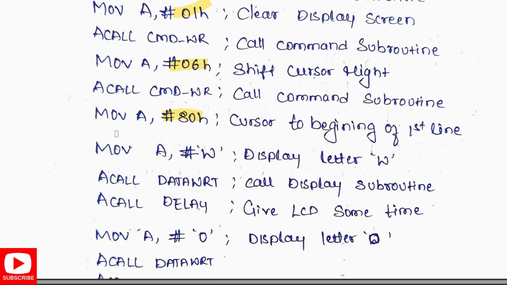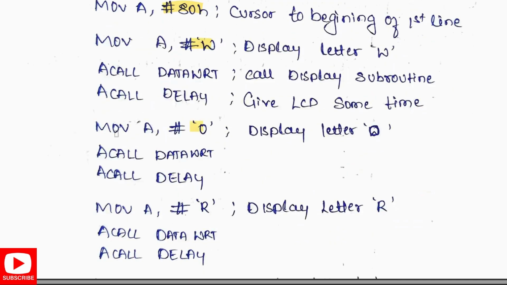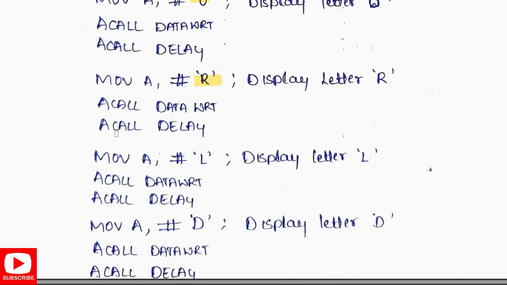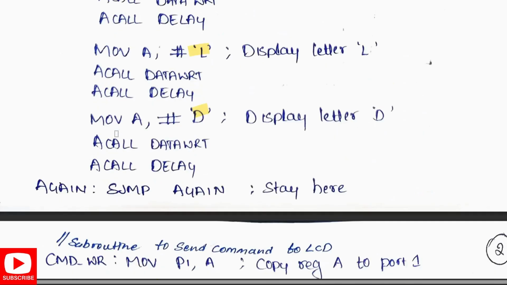This puts the cursor at the beginning of the first line. First you have to move the letter W of the word WORLD. Next you have to call the subroutine. Till now we had called the command subroutine, but now we have to call the display subroutine because W should get displayed. Now ACALL DELAY means give the LCD some time to display. Next comes O, R, L, D similarly, so the word WORLD is displayed. Now you have to say SJMP again, which means stay there itself.